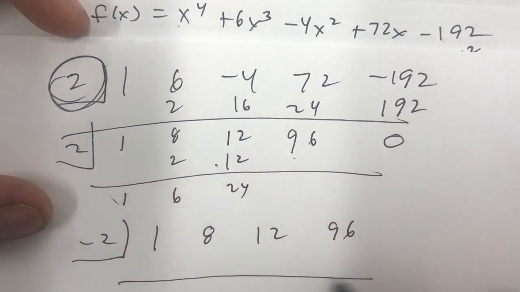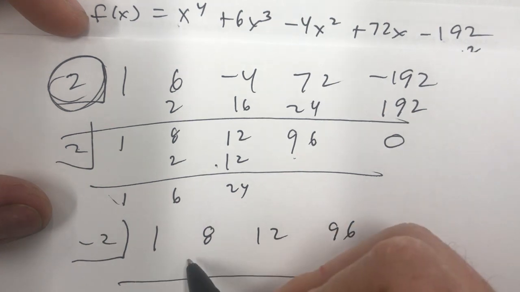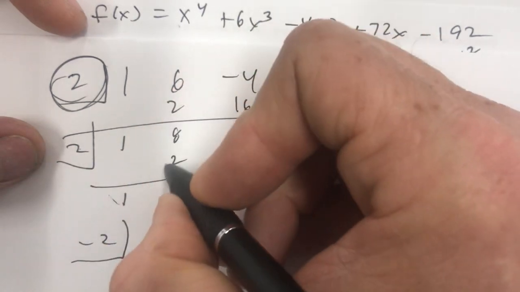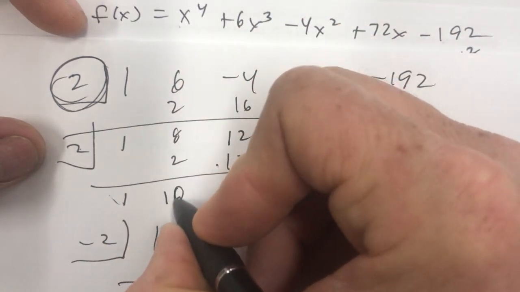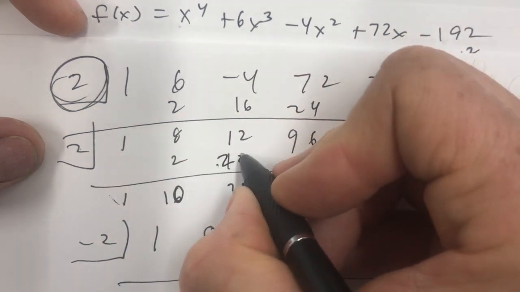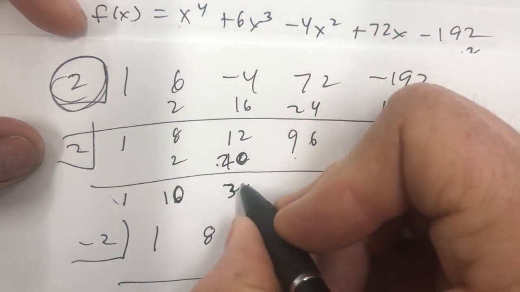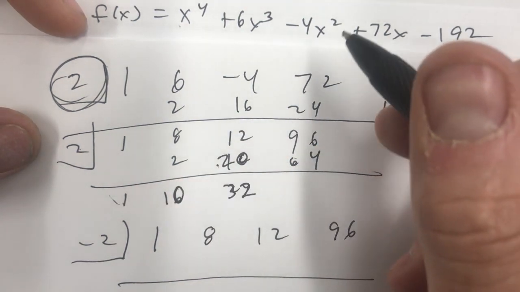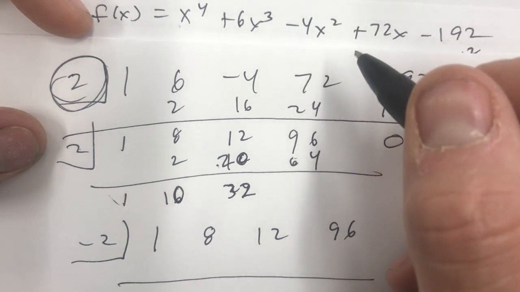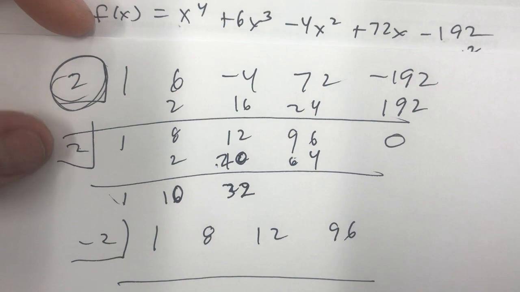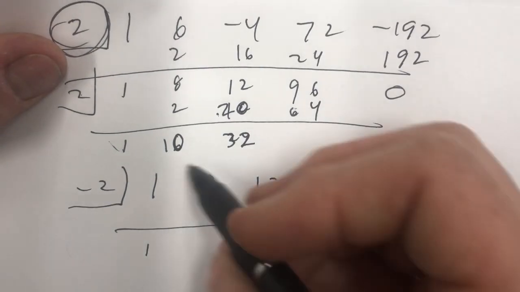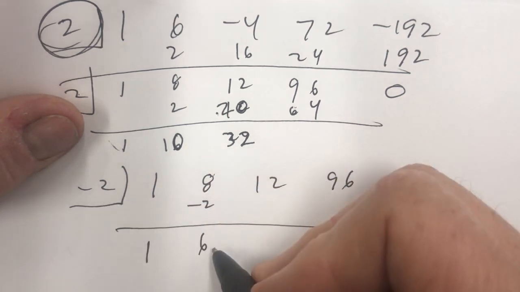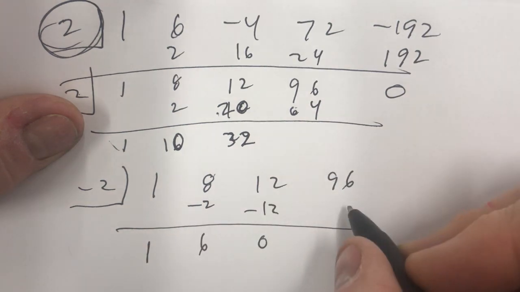Let's try negative 2. 1 comes down, negative 2 times 1 is... Gosh, man, I messed up here. I'm telling you what, today's not a very good day. This should have been a 10. 2 times 10 is 20. Add these is 32. 2 times 32 is 64. It still didn't work out, but I made a mistake there. I don't know what's going on with me today. All right, so we'll do negative 2. 1 comes down. Negative 2 times 1 is negative 2. Add these is 6. Negative 2 times 6 is negative 12. Add these is 0. That ain't gonna work.